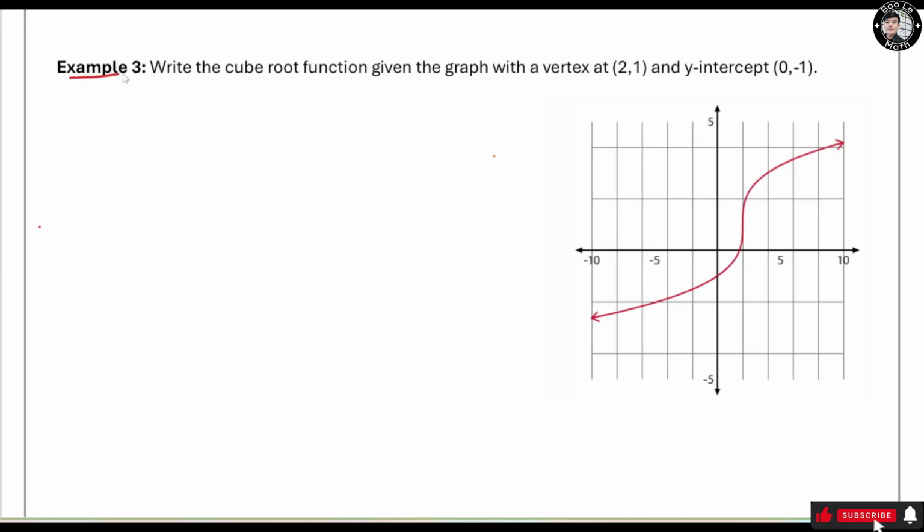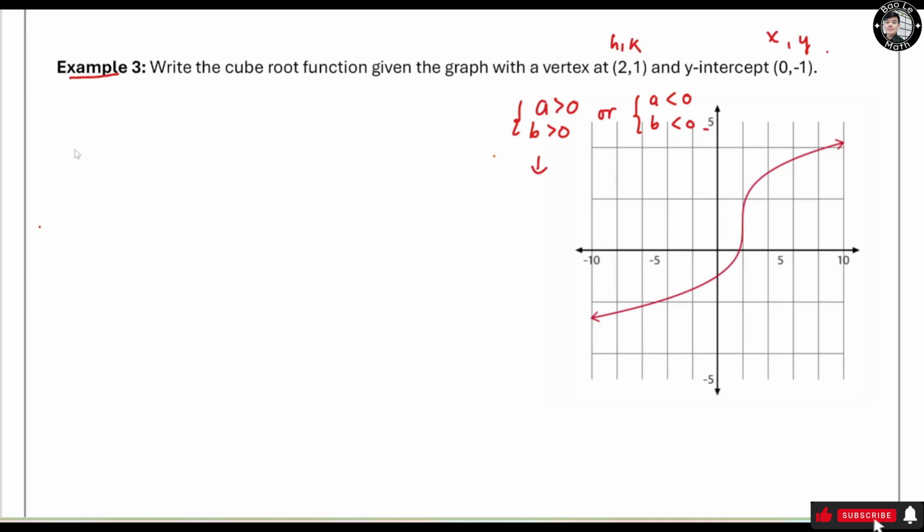Now let's move on to example number 3. We're going to write the cube root function given the graph with a vertex (h, k) equal to (2, 1), and the y-intercept (0, -1), which is x and y. Now we look at the graph right here, we see that it's going this direction, so either a positive, b positive, or a negative, b negative. Now I'm going to pick the first one because it's easier for me.